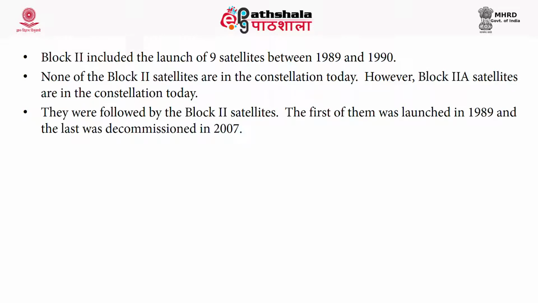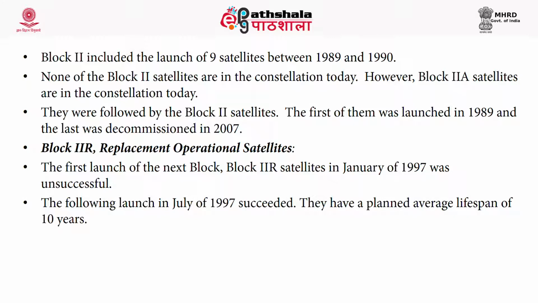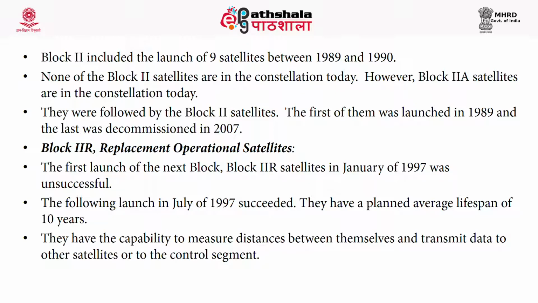They were followed by Block 2R satellites. The first of them was launched in 1989 and the last was decommissioned in 2007. The next one is Block 2R, that is the replacement operational satellites. The first launch of the next block, Block 2R, was in January of 1997 and it was an unsuccessful attempt. The following launch in July of 1997 succeeded, and these satellites have a planned average lifespan of about 10 years. They have the capability to measure distances between themselves and transmit data to other satellites or the control segment.